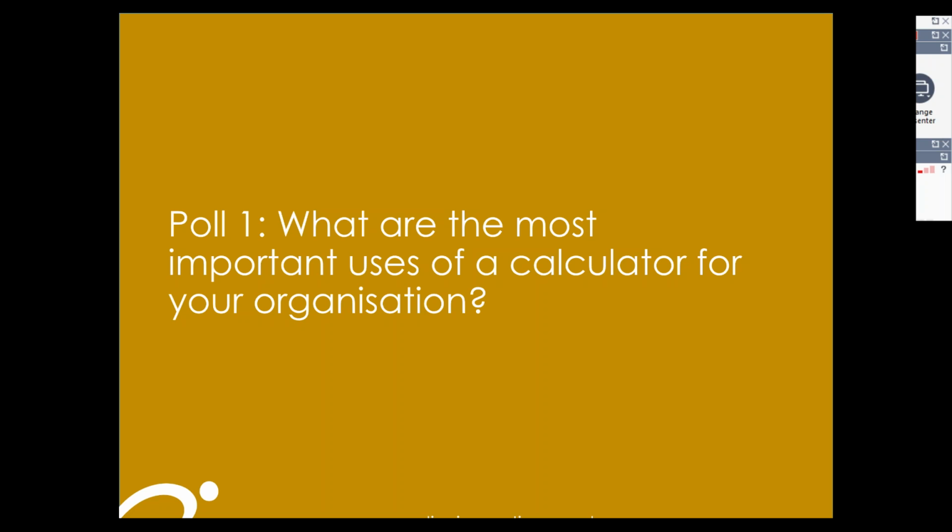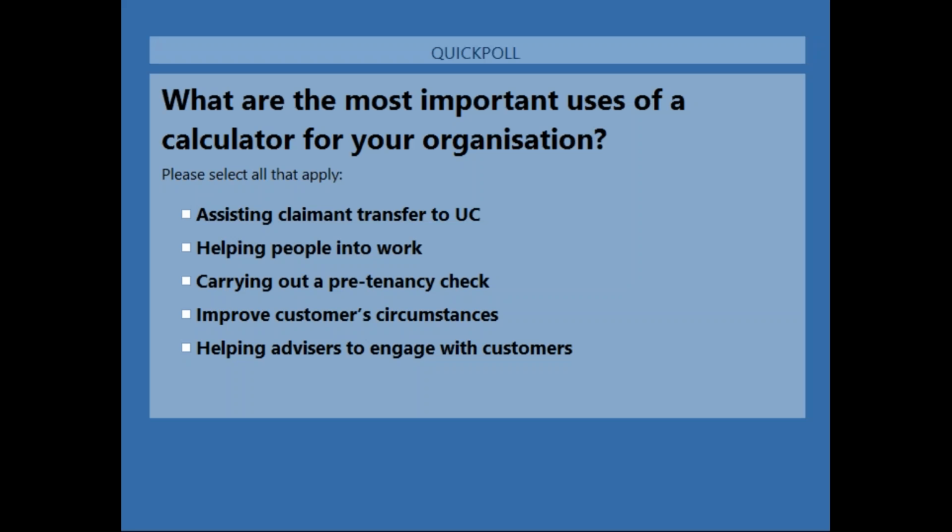Janet? Okay, so the poll is: what are the most important uses of a calculator for your organisation? I shall launch that to you now. Hopefully you can see that on your screen, and please do select as many answers as apply. So what are the most important uses of a calculator for your organisation? Assisting claimant transfer to universal credit, helping people into work, carrying out a pre-tenancy check, improving customers' circumstances, and or helping advisors to engage with customers.